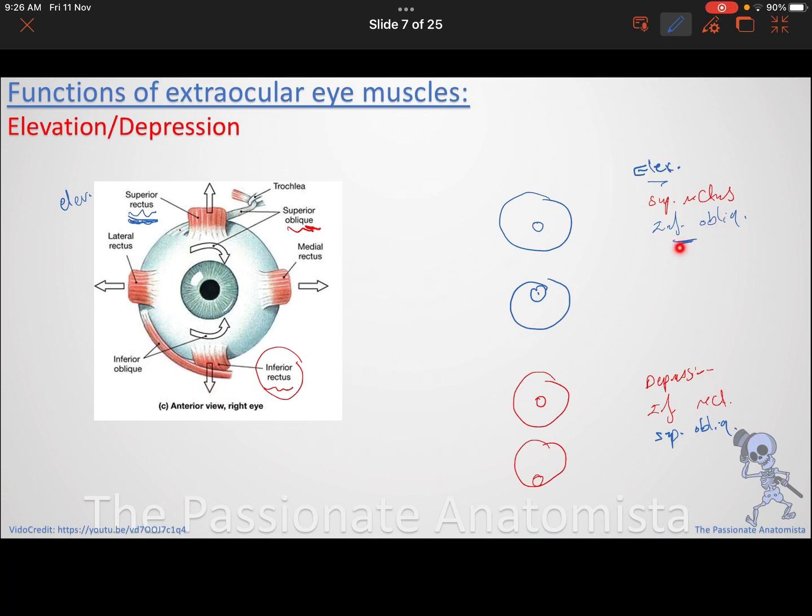The obliques, although the superior one is above, because it is attached behind the equator, it will do depression. Like I told you, try to make someone hold your head from the back with his hand. Although his hand is above, when he moves your head, you will look down. This is the idea of the obliques. All right, so the superior oblique will do depression, inferior oblique will do elevation.